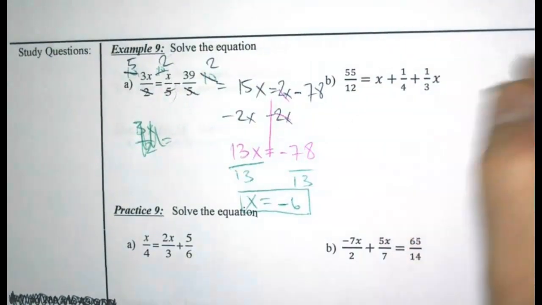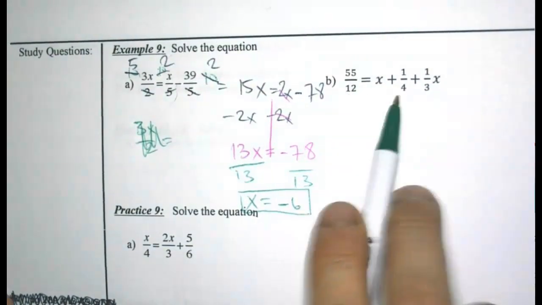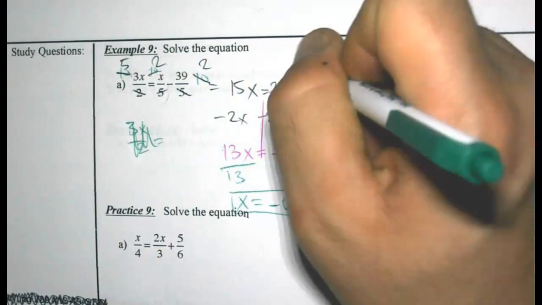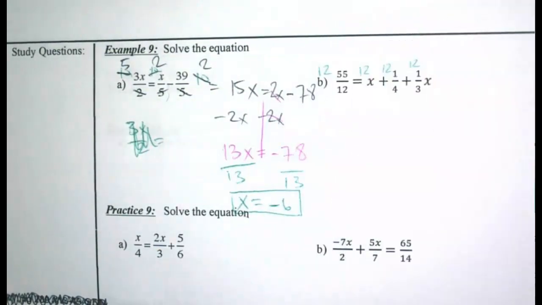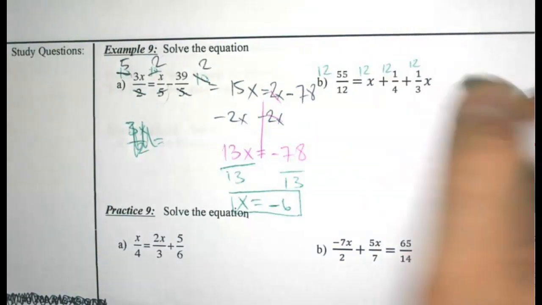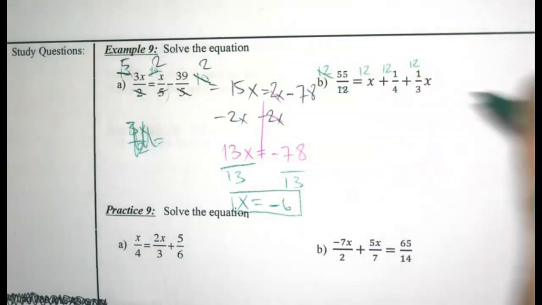This next one I'm going to multiply by 12, guys. 12, 4, and 3. The LCD is 12, so I multiply every term. That's right. Every term by 12. What that does is it clears away the fractions, but it also keeps the equation true, right?